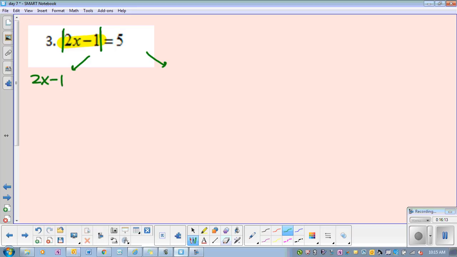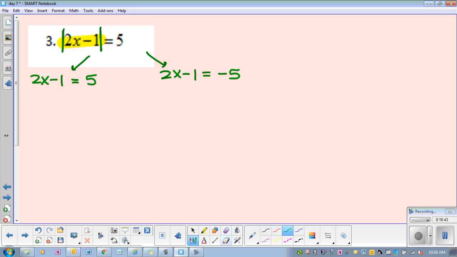So the first one looks exactly the same. 2x minus 1 equals what? 2x minus 1 equals 5. And what is the second one? 2x minus 1 equals negative 5. You give me the opposite sign for the number that's on the other side of the equal sign. Okay, and then now let's solve.